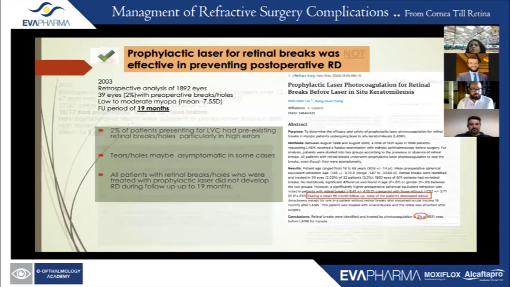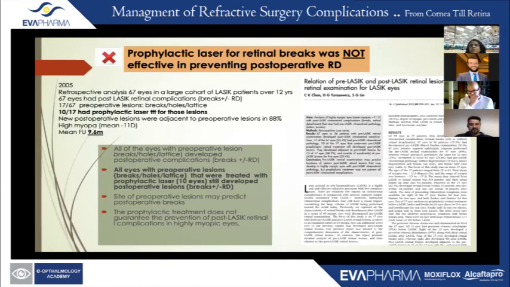However, this was completely opposed by another study. It's another huge study published in 2005, which analyzed and compared preoperative retinal lesions, such as retinal breaks, tears, or lattice degeneration, with postoperative retinal complications. In this study, they found that 100% of patients with preoperative retinal lesions developed postoperative complications, either retinal detachment or retinal breaks.